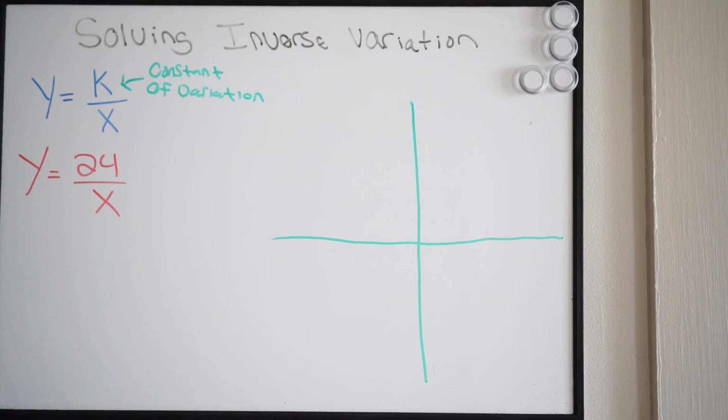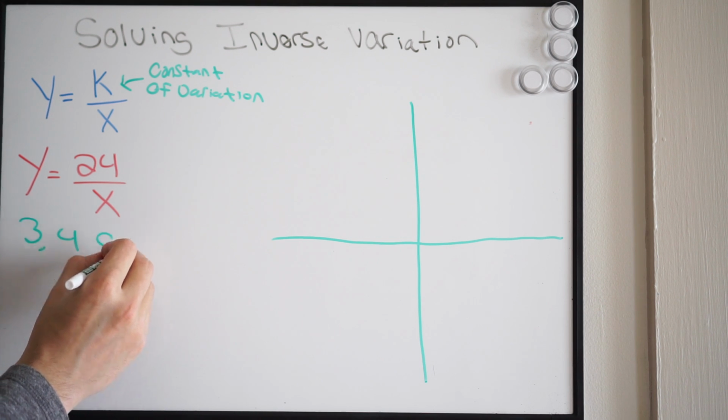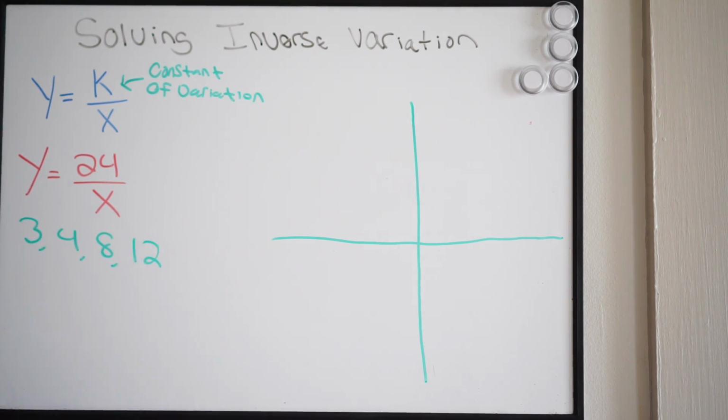And let's go ahead and start plugging these in. You can pick any values you want for x, it really doesn't matter. I'm just going to pick some random values here. I'll pick 3, 4, 8, and 12. And let's see what happens when I plug these in. So when I plug a 3 in to x, what happens? 24 divided by 3, and we get 8. So we have a point here: 3, 8.